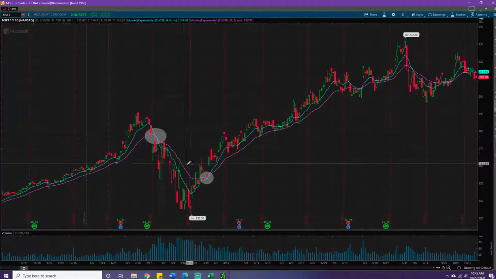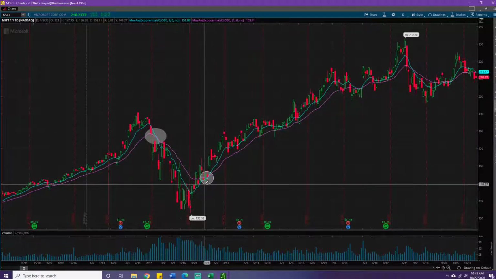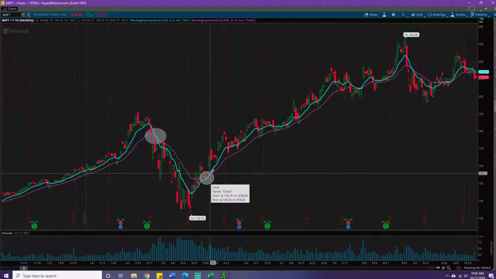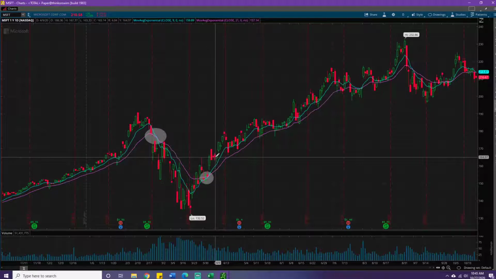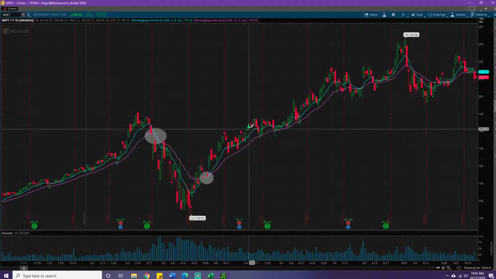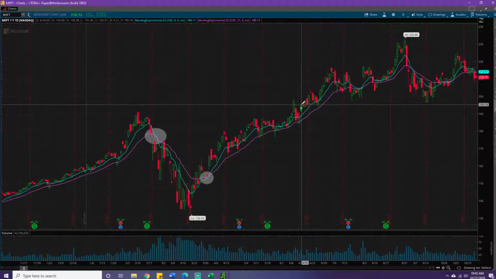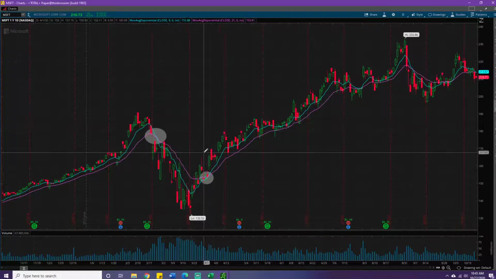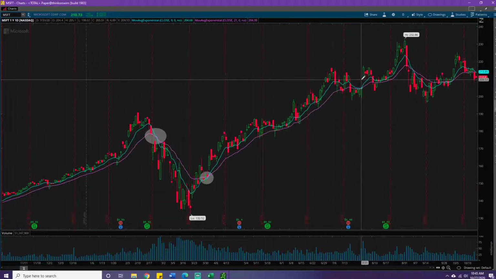So as we look at that and fast forward here, in April we have a cross up. We see amazing recovery in the stock price over time, and notice how it's hugging this EMA. And this continues from April all the way to August.